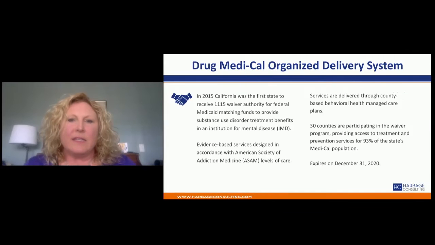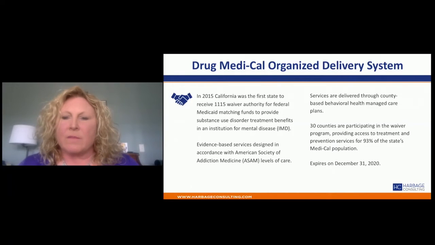Next slide. I've already mentioned the Drug Medi-Cal organized delivery system, but this is just a little more detail around it. There are 30 counties participating in Drug Medi-Cal right now, and together they provide access to treatment and prevention services for substance use disorders to about 93% of the state's Medi-Cal population. So even though it's limited to a certain number of counties, those are the counties with the highest populations in need of services.